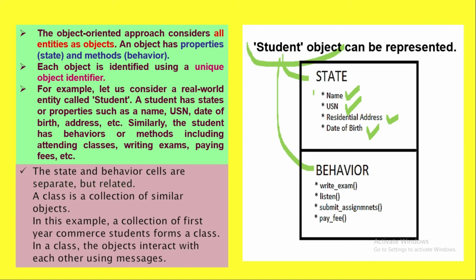So here name will be Tilak, T01 unique student number, address of Tilak, date of birth of Tilak. यहाँ पर जब ये methods कॉल होंगे या ये behavior कॉल होगा तो it will be Tilak dot write exam, Tilak dot listen, Tilak dot submit assignments, Tilak dot pay fee. So किसी भी एक particular student object से they can be correlated.